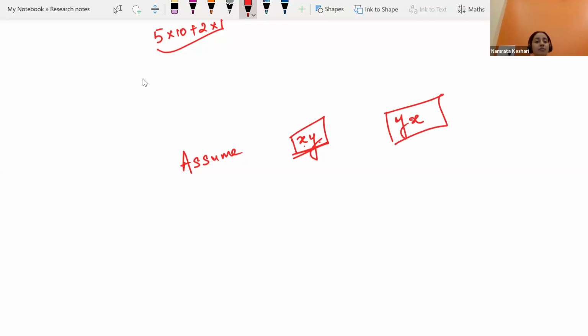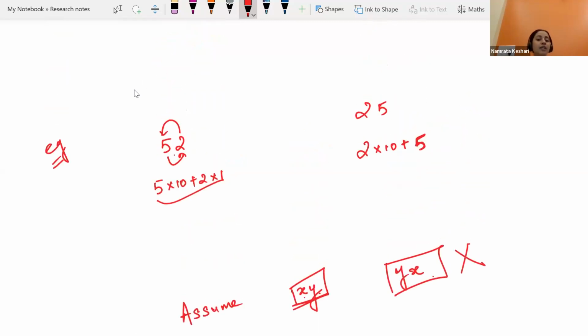That's why whenever we assume a 2-digit number, we will not write it in this format, because whoever checks will misunderstand this as a multiplication. It looks like x into y, or y into x, but that is not true. When you write 52, nobody will say that 5 and 2 are in multiplication.